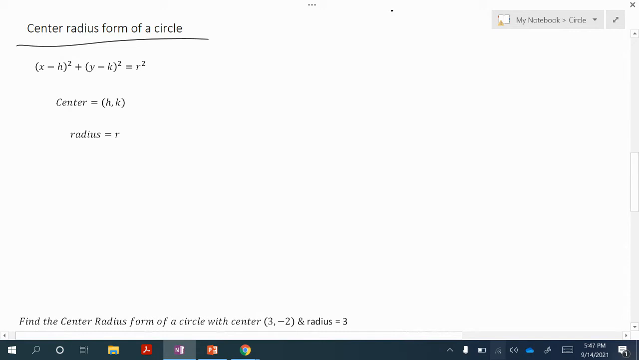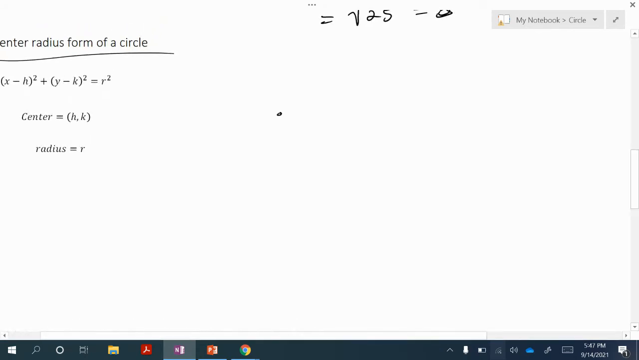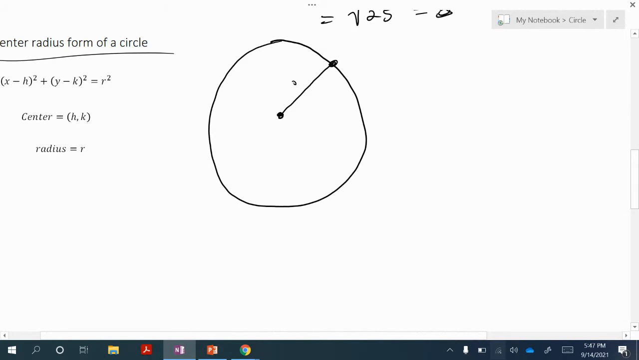Okay. So I'm actually going to sketch out a diagram on how this center radius form is derived. Just keep in mind that a circle is a set of points equidistant from a fixed point. The fixed point is called the center, and the distance is called the radius.